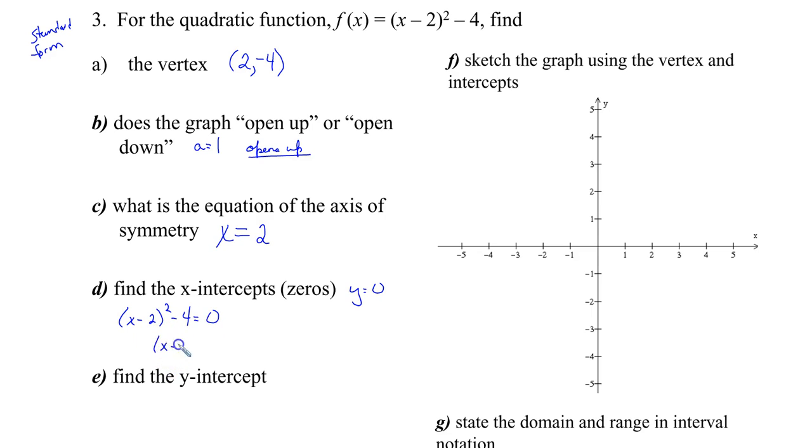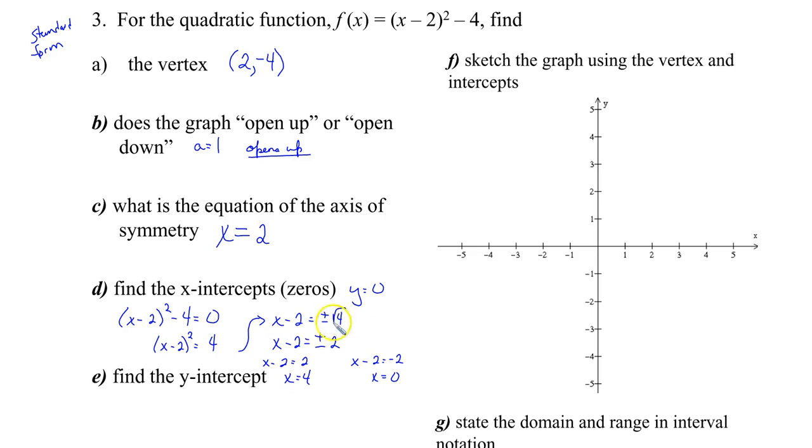So the first thing I'm going to do is add 4 to both sides, so I get (x minus 2) squared is equal to 4. This is going to lead me to x minus 2 is equal to plus or minus the square root of 4, because we take the square root of both sides. This is going to be plus or minus 2. And so now I'm going to separate this into two equations. So I have x minus 2 is equal to positive 2, and I have x minus 2 is equal to negative 2. So if I add 2 to both sides, I get x is equal to 4. And if I add 2 to both sides here, I get x is equal to 0.